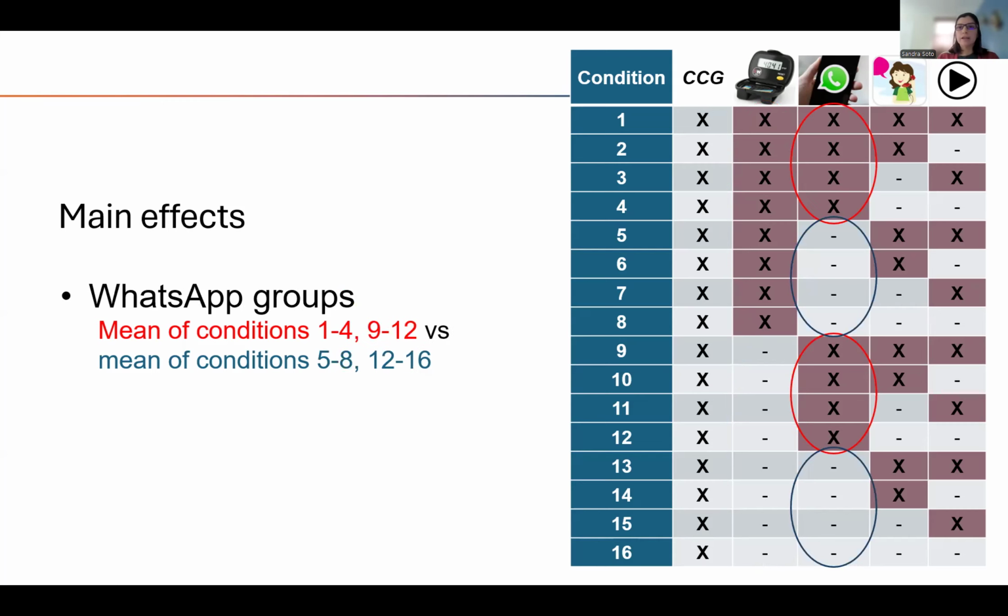So again, another example, if you wanted to see the main effect of WhatsApp on the maintenance of physical activity, you would look at the average of everybody receiving this component versus everyone not receiving this component.